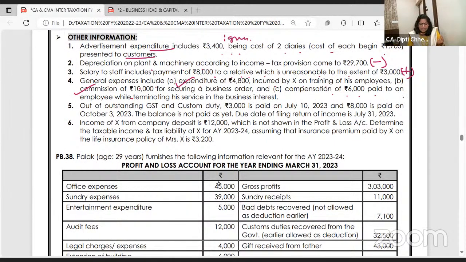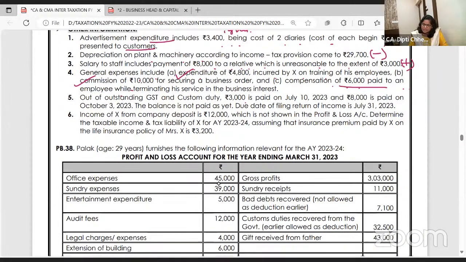Compensation of 6,000 paid to an employee while terminating his service. Sometimes we ask that employee, नहीं अभी आप जाओ, because of misconduct या कुछ भी, and suppose we are paying him compensation. Is it allowed? Yes. In salary chapter we call it retrenchment compensation. Allowed. Now GST 13,000 is there. Out of that, 3,000 is paid in July 23, allowed. 8,000 is paid in October 3, allowed.